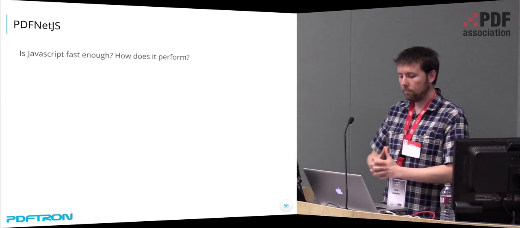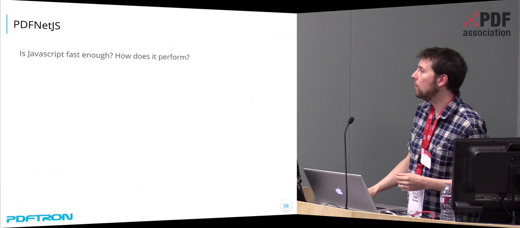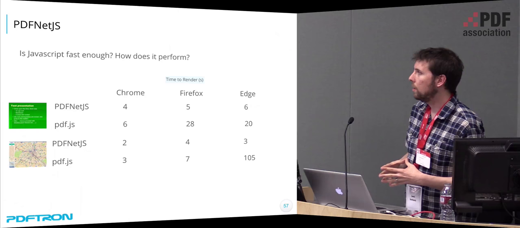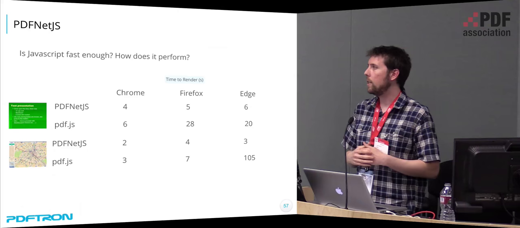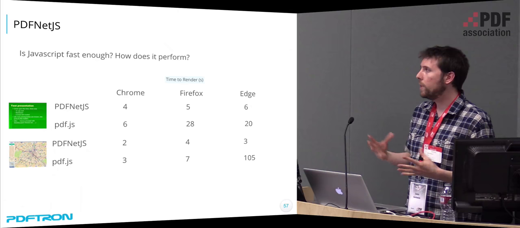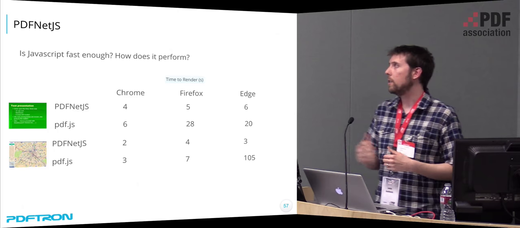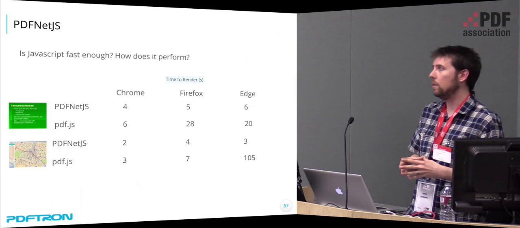Last thing you're wondering is JavaScript. Is JavaScript slow? Is that fast enough? How does it perform? And the answer is it performs very well compared to Canvas. We found for most documents, the vast majority is either as fast or faster. This is just a couple of examples. And then compared to native speed on Chrome, we're just about there, renders about 95% of the native speed. On Firefox and Edge, it's about 50% of native speed, which for most PDFs that don't take too long to render is perfectly good, and I don't expect most users would even notice.